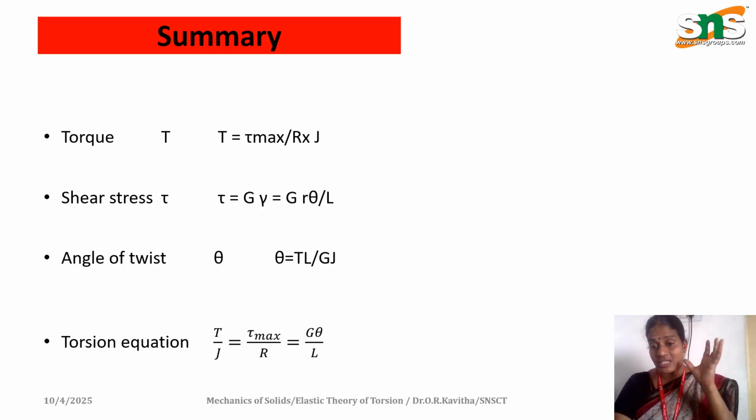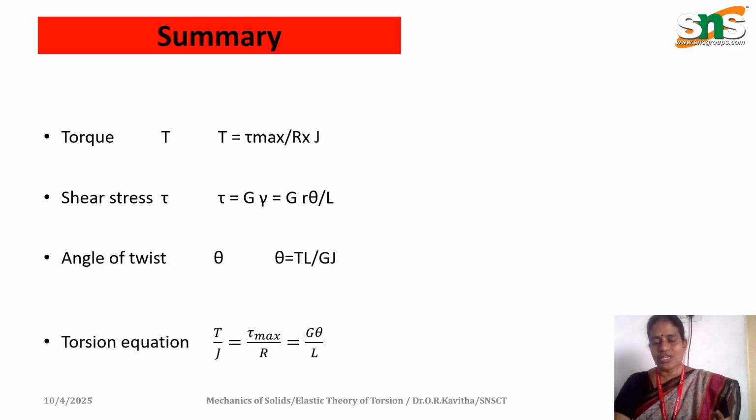So now in this session, we have seen some of the equations. What are they? The first one is the torque: torque equals tau max divided by R into J. And next one is the shear stress: shear stress tau equals G into gamma. The gamma is nothing but R theta divided by L. Therefore, the shear stress we got is G into R theta divided by L.